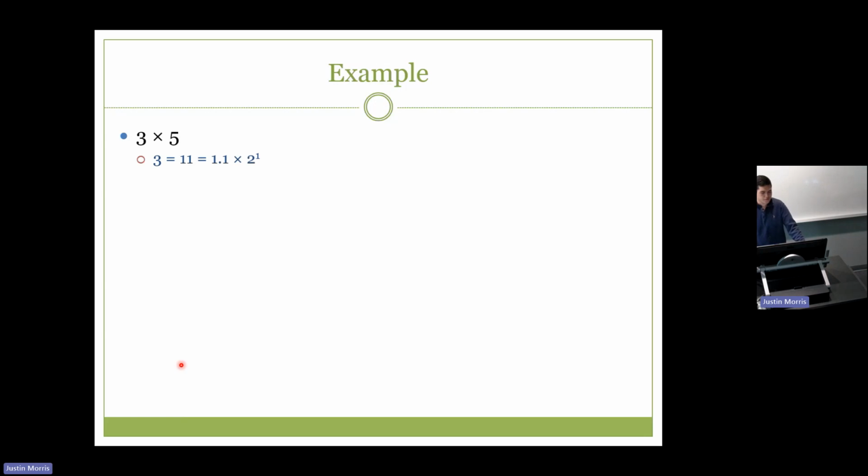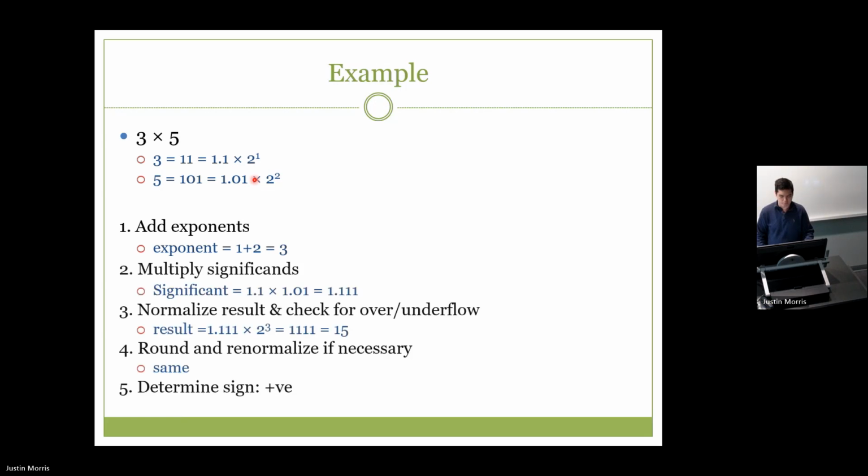So here's another example. We want to do 3 times 5. 1.1 times 2 to the 1. This is 3, right? 1.01 times 2 to the 2. This is 5, right? So we're going to add the exponents. We get 3. Multiply the significands. We're going to get 1.111. And then we're going to normalize the result. In this case, there's nothing to do, right? It's already in its normalized form. And then round and renormalize if necessary. And there's nothing to do here.